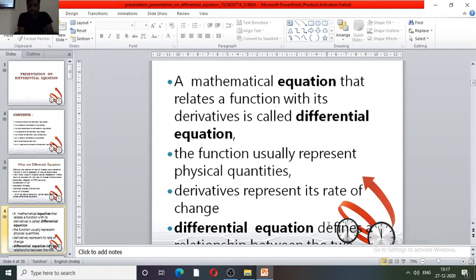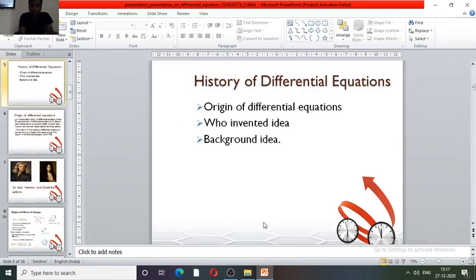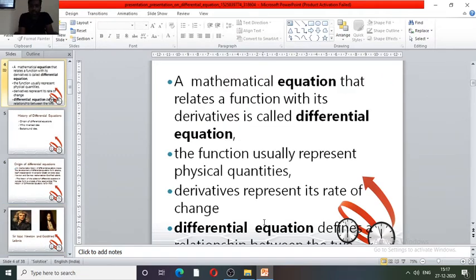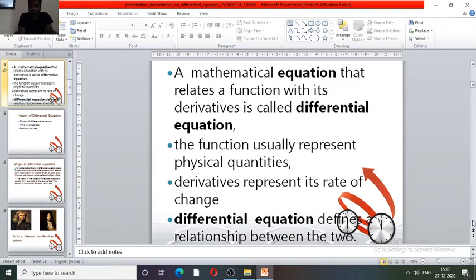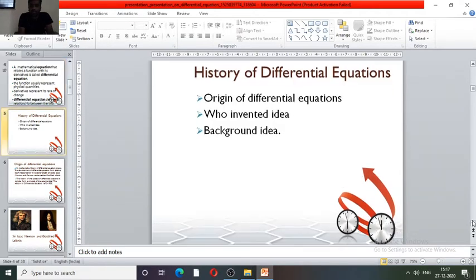A mathematical equation that relates a function with its derivative is called a differential equation. The function usually represents a physical quantity, and the derivative is basically the rate of change of it. So a differential equation defines a relation between the two. That is, in case of differential equation we require two variables.